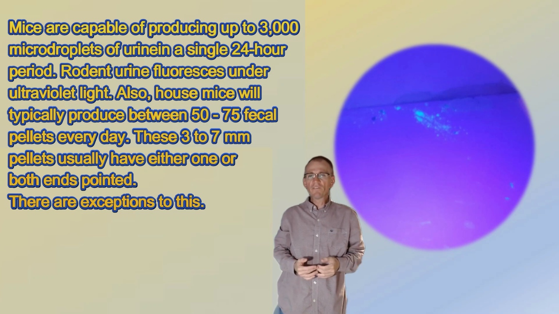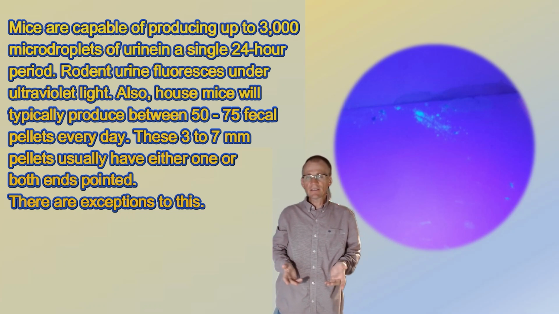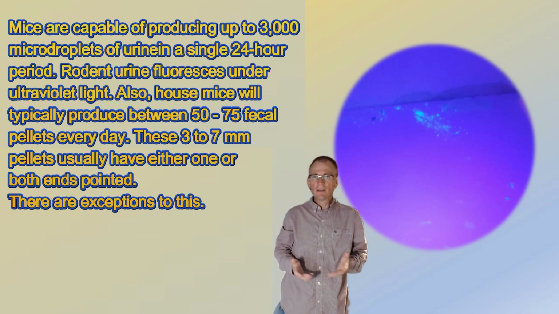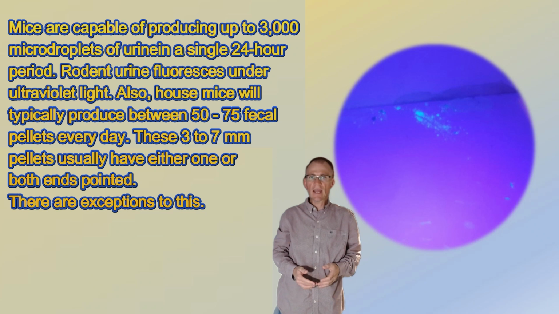Mice are capable of producing up to 3,000 microdroplets of urine in a single 24-hour period. Rodent urine fluoresces under ultraviolet light. Also, house mice will typically produce between 50 to 75 fecal pellets every day. These are 3 to 7 millimeter pellets and usually have either one or both ends pointed. There are exceptions to this.